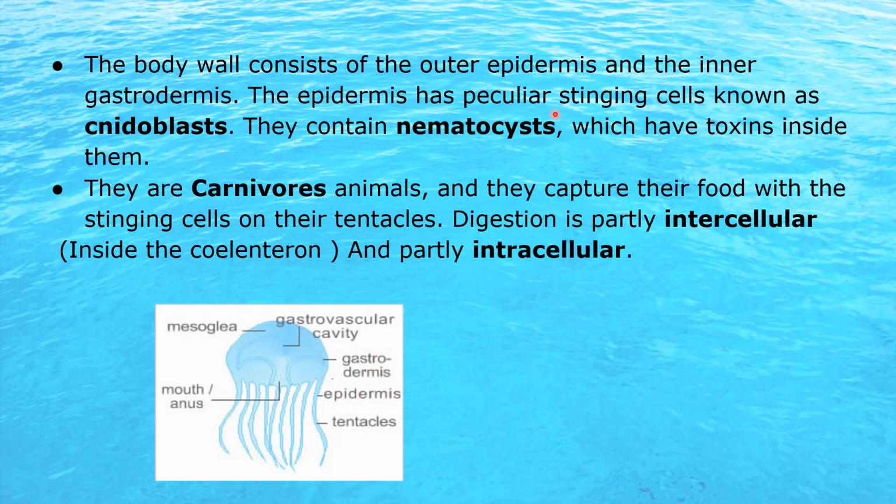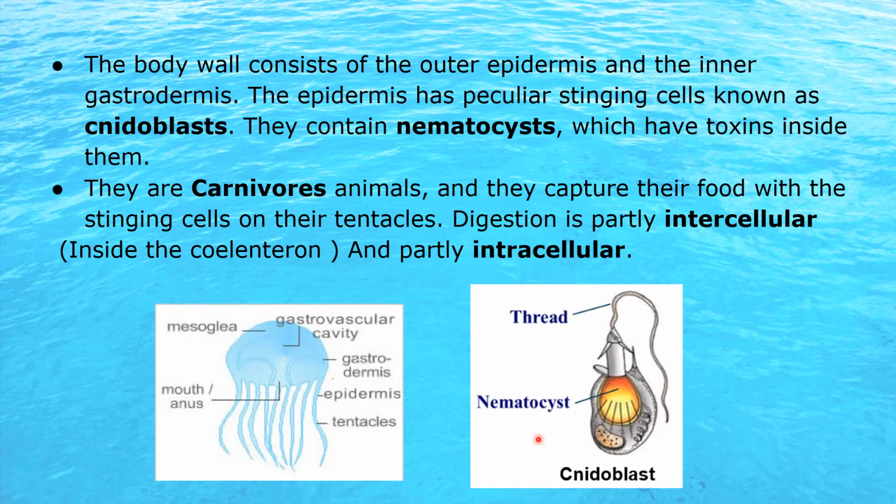The epidermis has peculiar stinging cells known as cnidoblasts. They contain nematocysts, which have toxins inside them. Cnidarians are carnivorous animals and they capture their food with the stinging cells on their tentacles. Digestion is partly extracellular, or outside the cells inside the coelenteron, and partly intracellular, or inside their cells. Here we can see the structure of a cnidoblast and the nematocyst inside it.